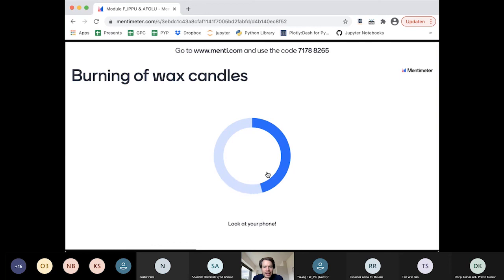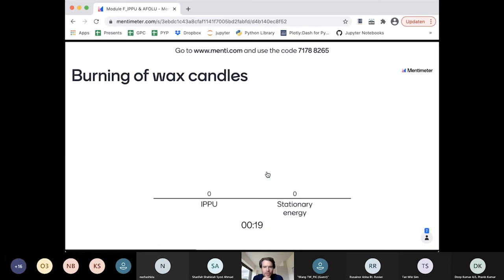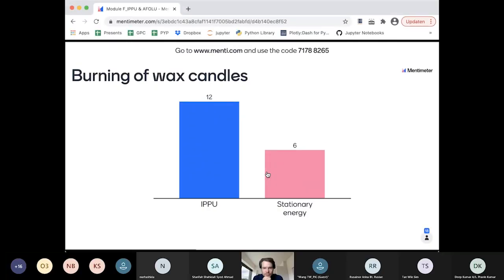Burning of wax candles. The burning of a wax candle. IPPU or stationary energy? So this is a trick question. We're talking about burning something, and burning is combustion. Again, when you think of combustion, always think stationary energy, because you're burning it. You're burning a fossil fuel, a wax candle.